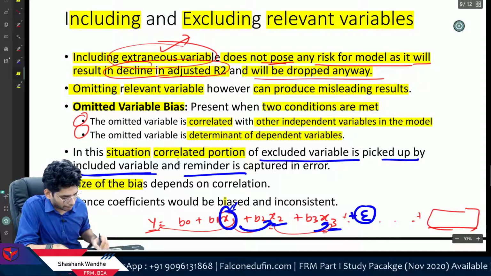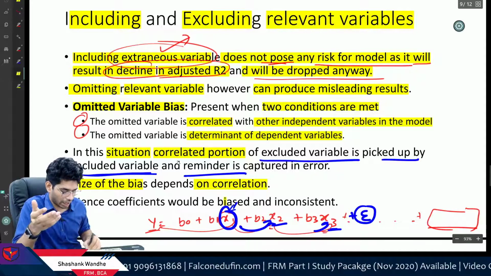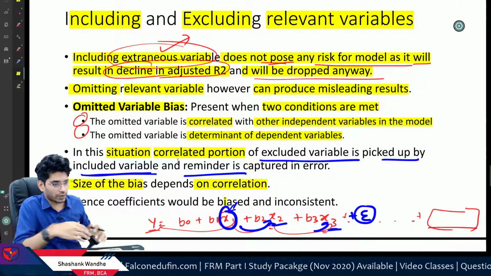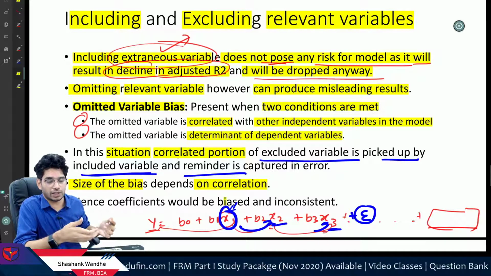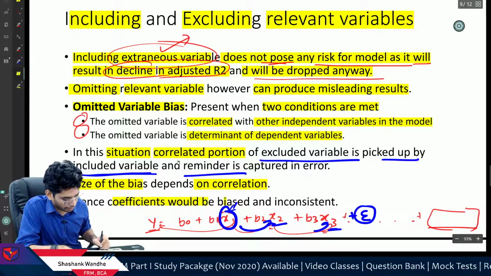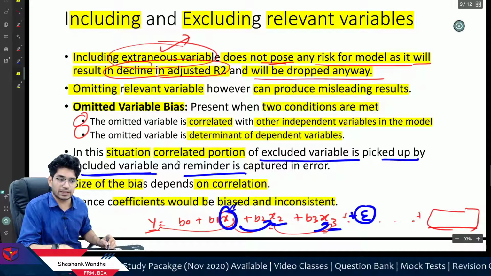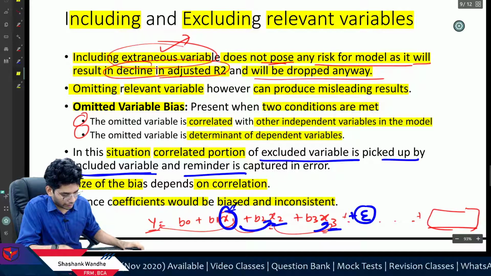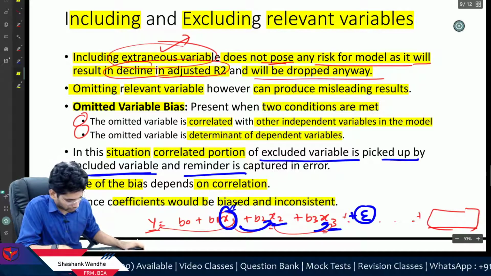The size of the bias, the omitted variable bias, depends on the correlation. If the correlation is high, then the bias will be higher, and so on. Hence the coefficients would be biased and inconsistent. So this is about including and excluding variables.